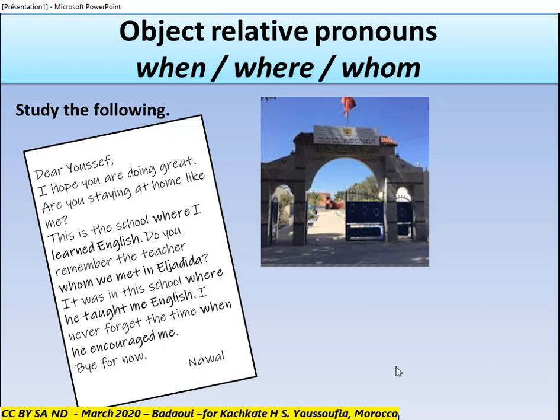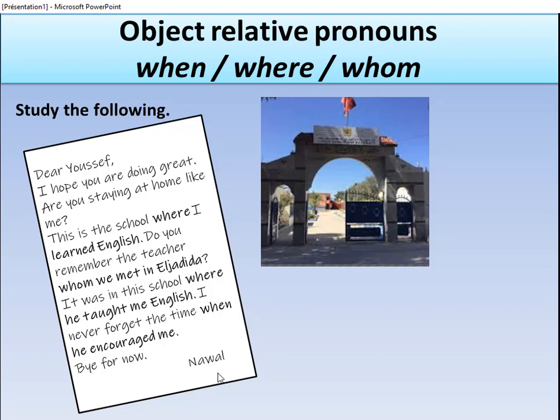So let's read together this email from Miss Nawal to Mr. Yusuf. Dear Yusuf, I hope you are doing great. Are you staying at home like me? This is the school where I learned English. Do you remember the teacher whom we met in Al Jadida? It was in this school where he taught me English. I never forget the time when he encouraged me. Bye for now, Nawal.